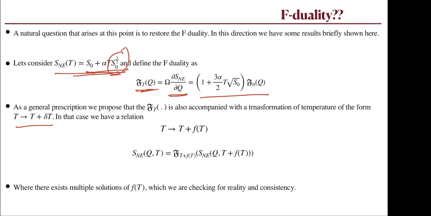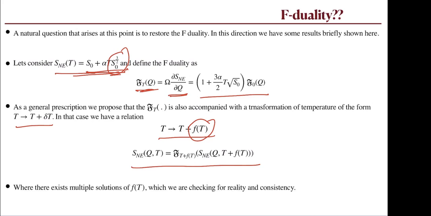So what you can show is that under a mapping like this, where F is a complicated function, I haven't put it here. If you do that, then you can still have a definition of Freudenthal duality. But then it's like matching from a charge and temperature black hole to another charge and temperature black hole, okay?